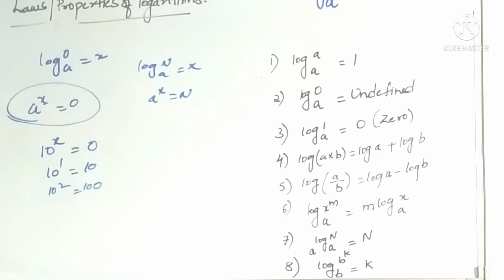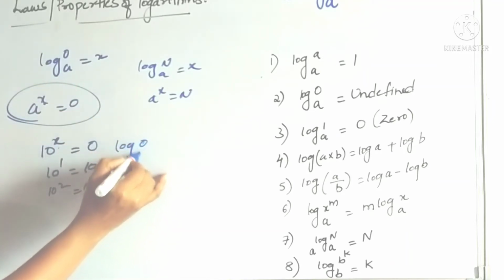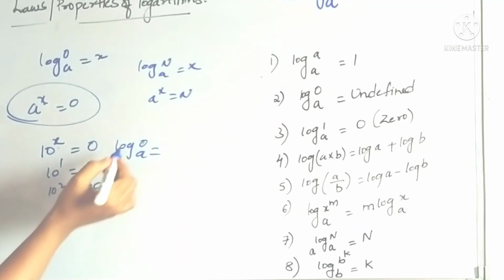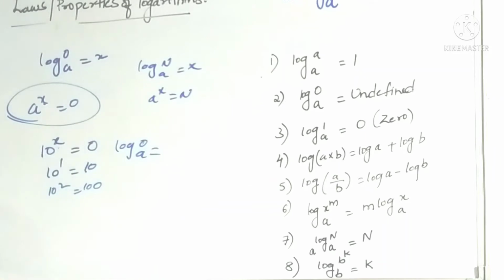So we can say log 0 base a is undefined. We cannot define that. Why? Because there is no value existing for x to make 10 power x equal to 0. Whether it is 10 power x or 2 power x, whatever it is, there is no such value, right? So log 0 is undefined.